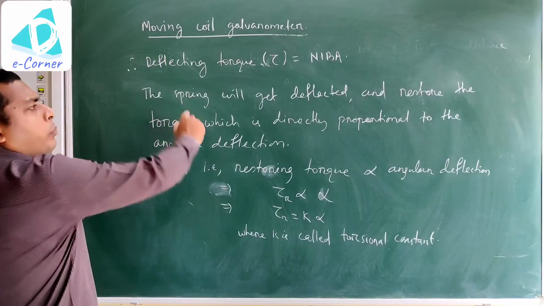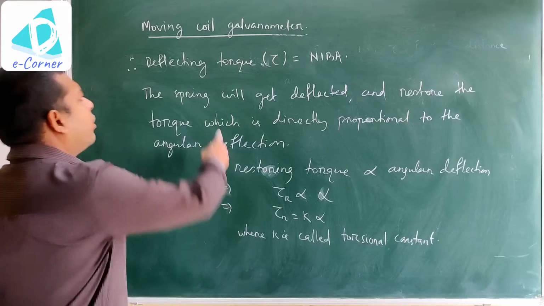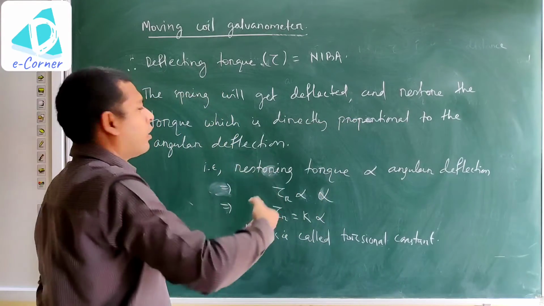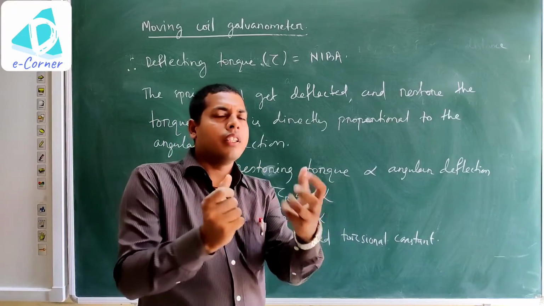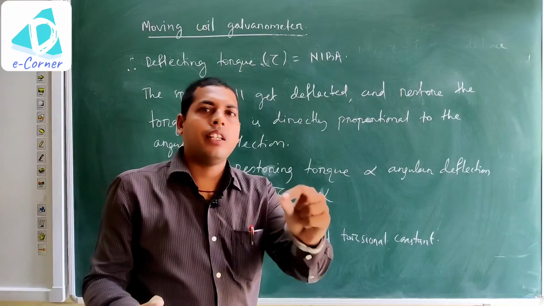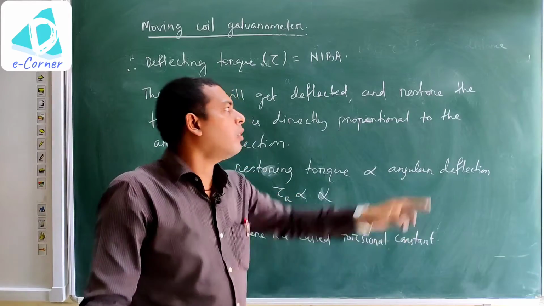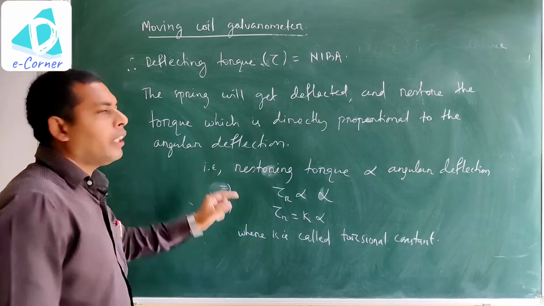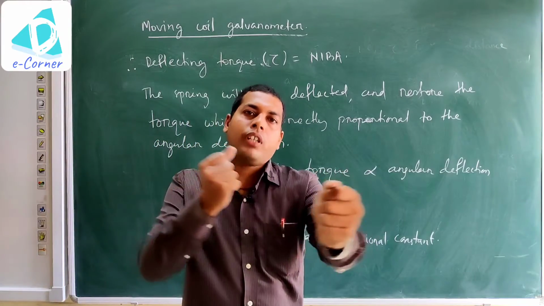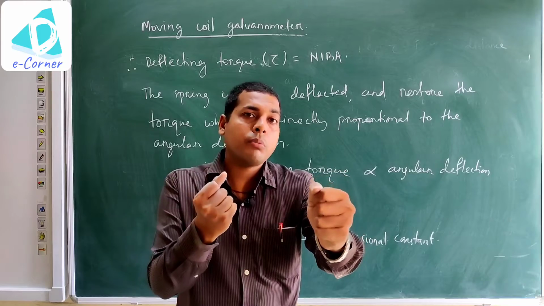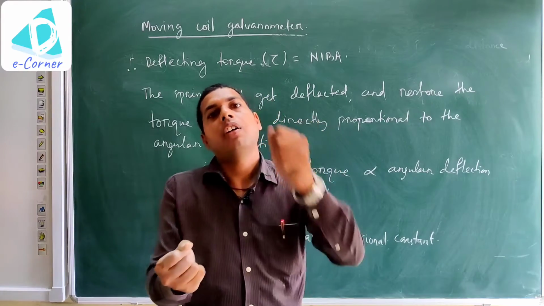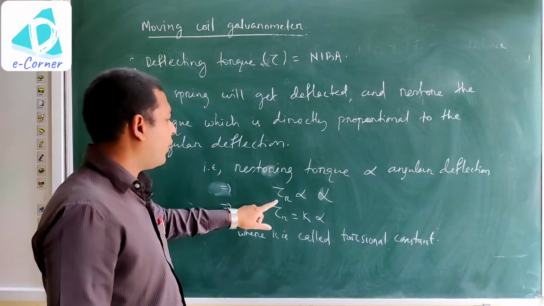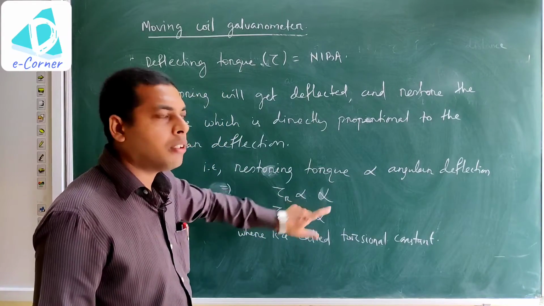We can see the spring will get deflected due to this deflecting torque. Therefore spring will restore the torque. Spring अगर rotation होगा, then it must have the torque inside that. Okay, and that torque is called restoring torque, and which is directly proportional to the angular deflection. जितना ज्यादा रोटेट होगा, जितना ज्यादा एंगुलर डिफ्लेक्शन उसमें आएगा, उतना ज्यादा उसमें टॉर्क प्रोड्यूस होगा. So restoring torque directly proportional to the angular deflection, that is tau r directly proportional to the alpha.